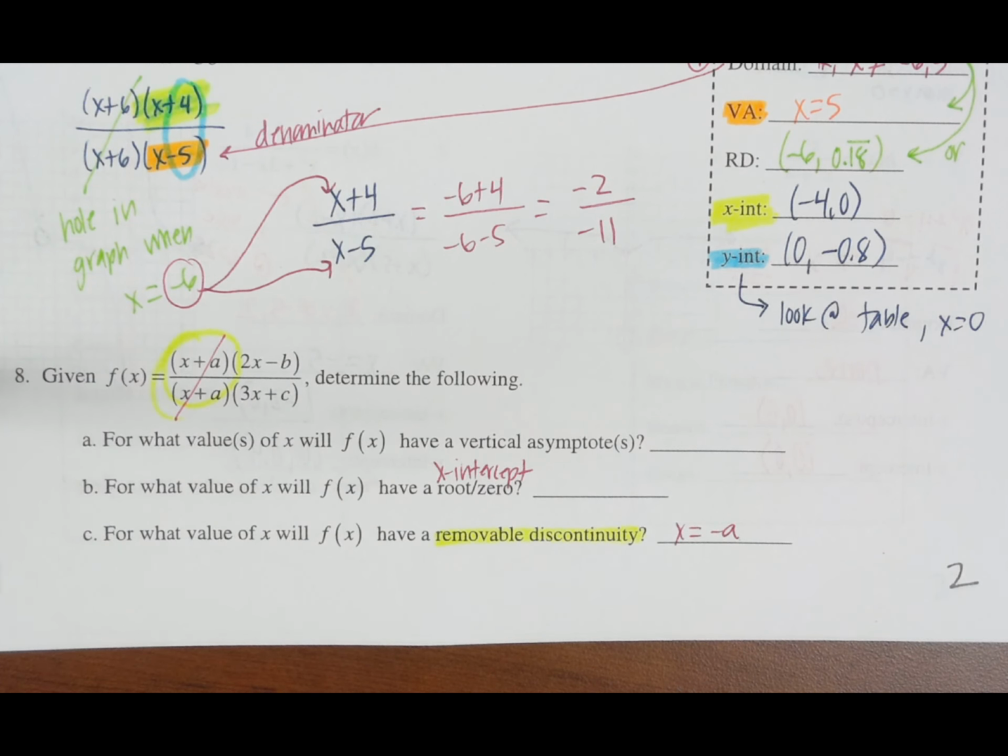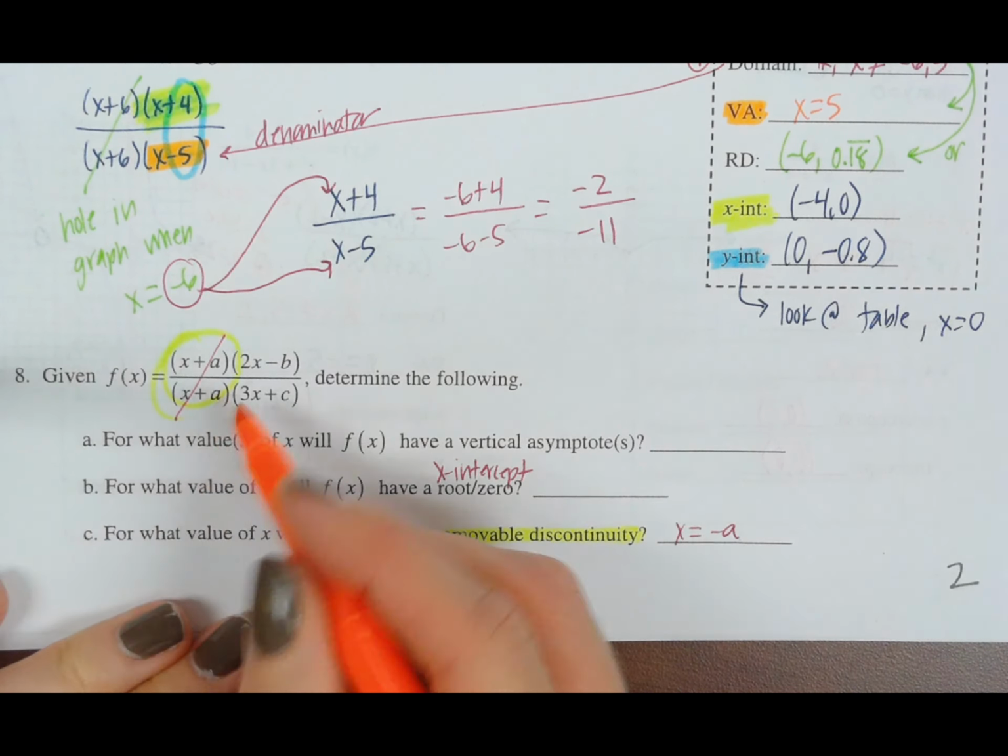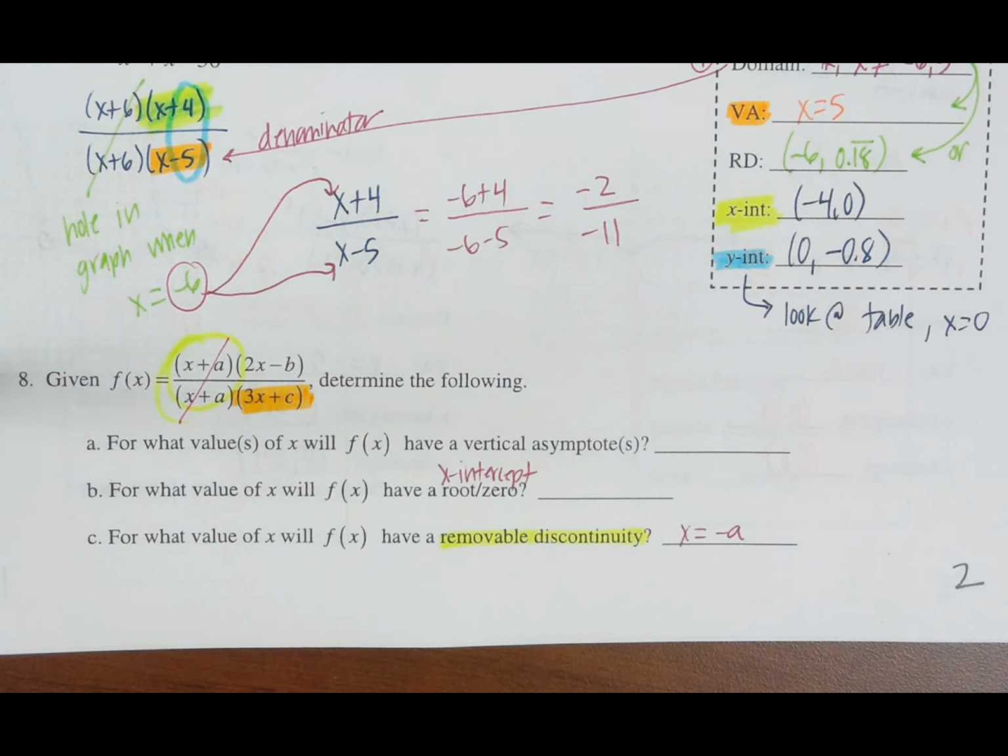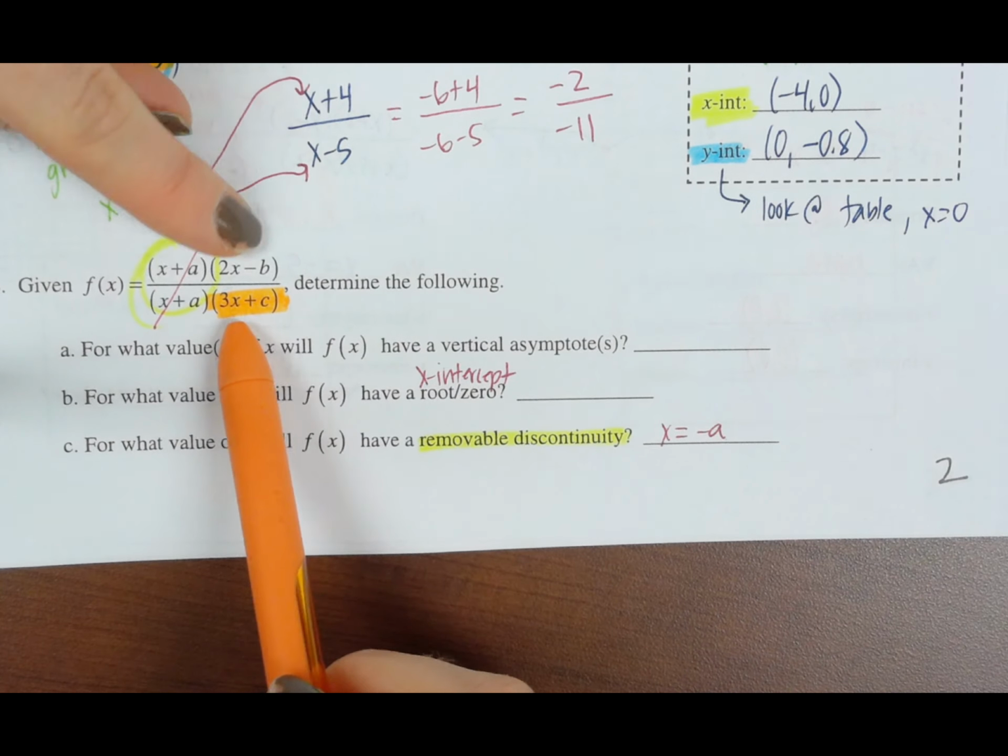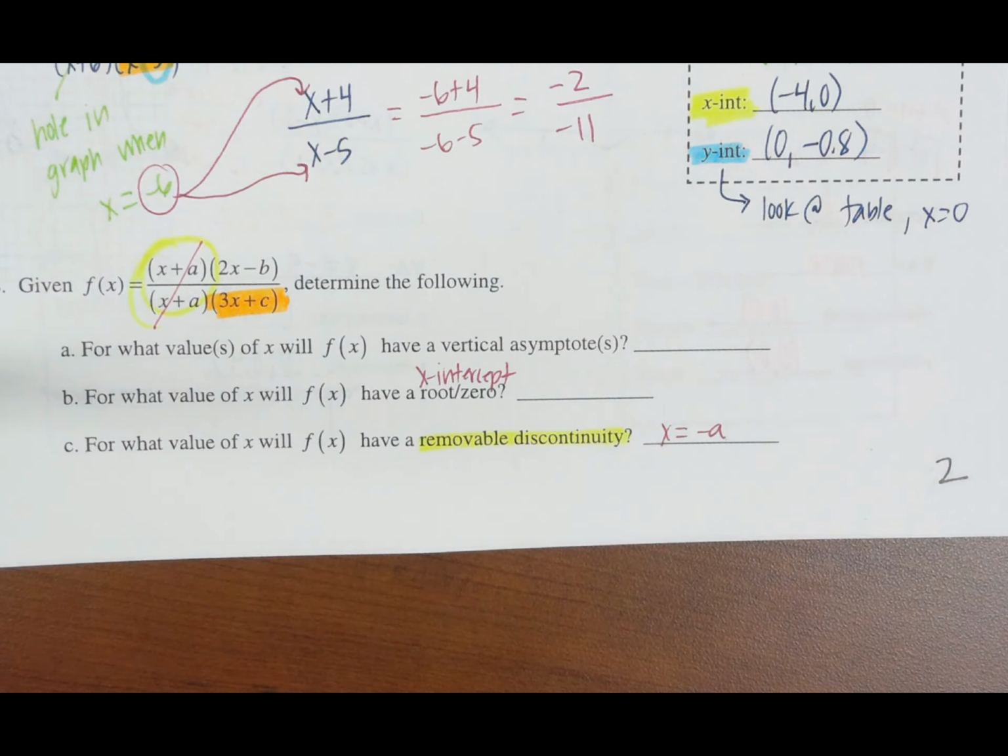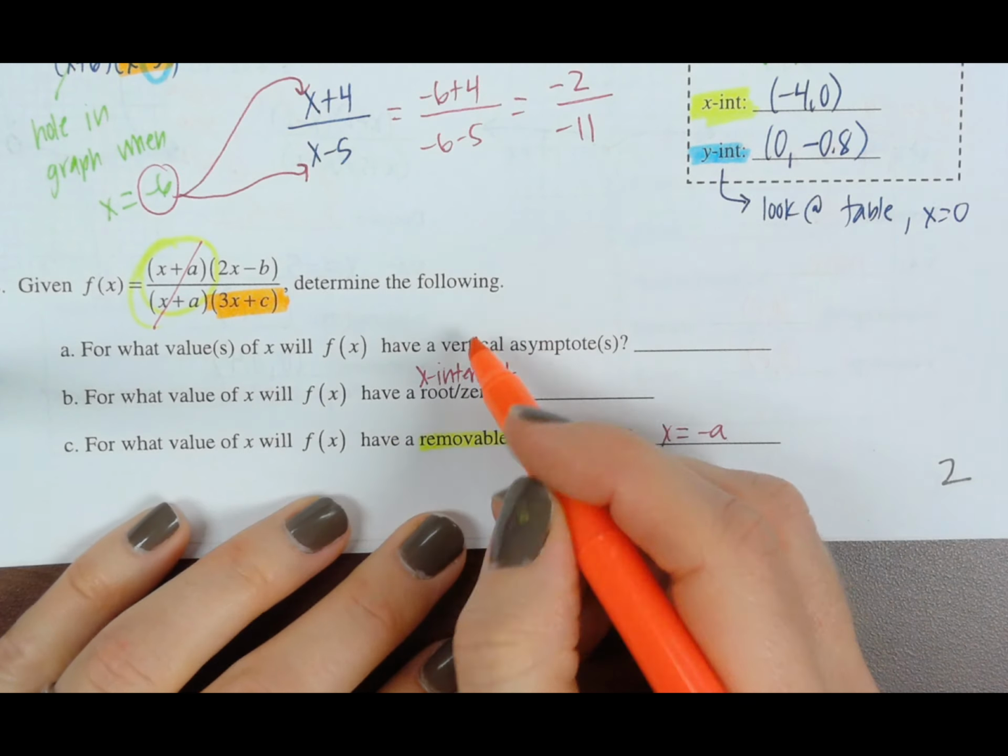All right, so now if we look at what's left over, we have something on the bottom. So with what's in the denominator, this 3x plus c, is that going to be a vertical asymptote or is that going to be a root? It's going to be a vertical asymptote.